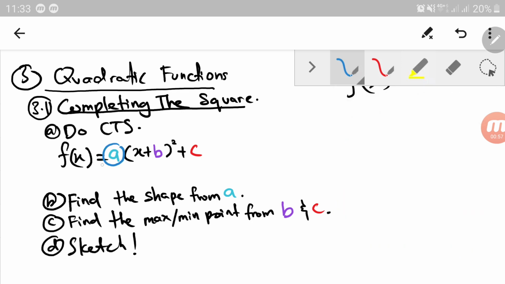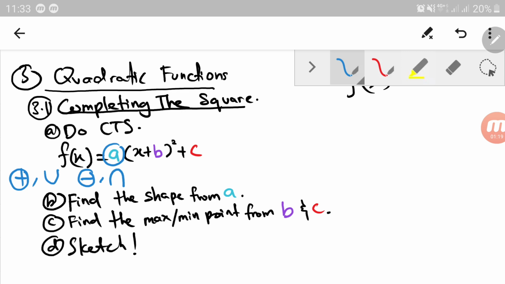If it's positive, then it's a smiley shape. But if it's negative, less than 0, then the shape is a frowny face. Now we have found the shape already.